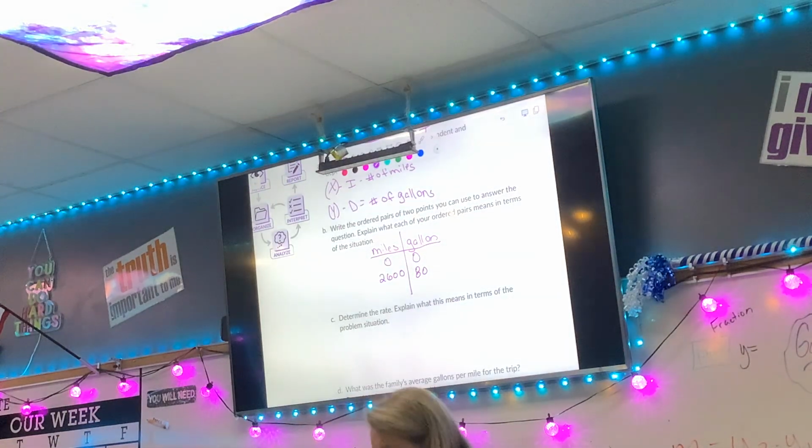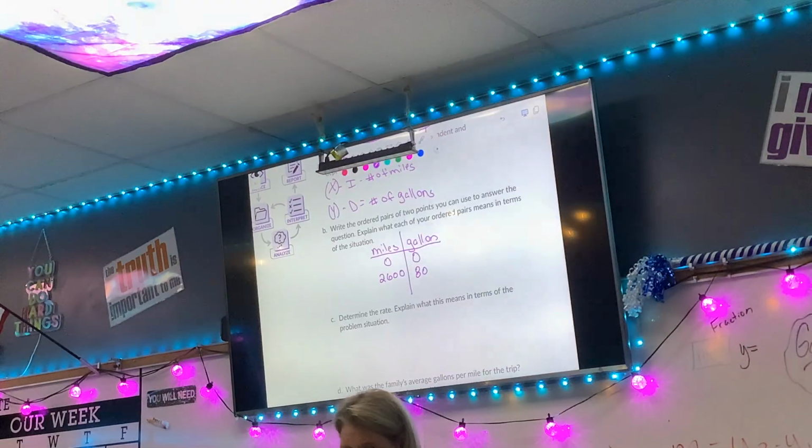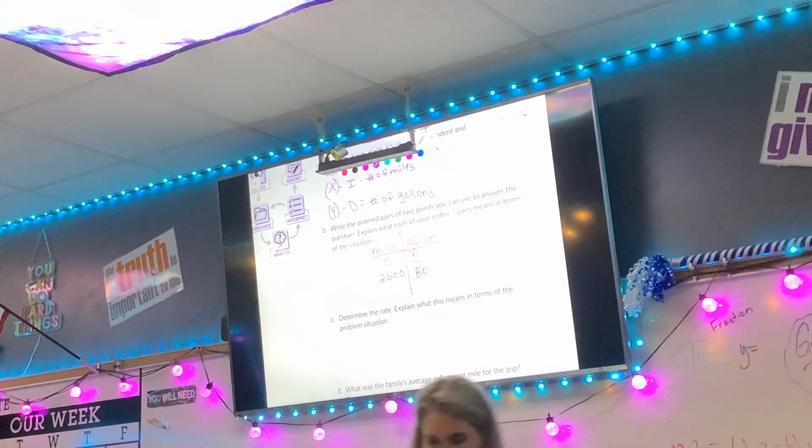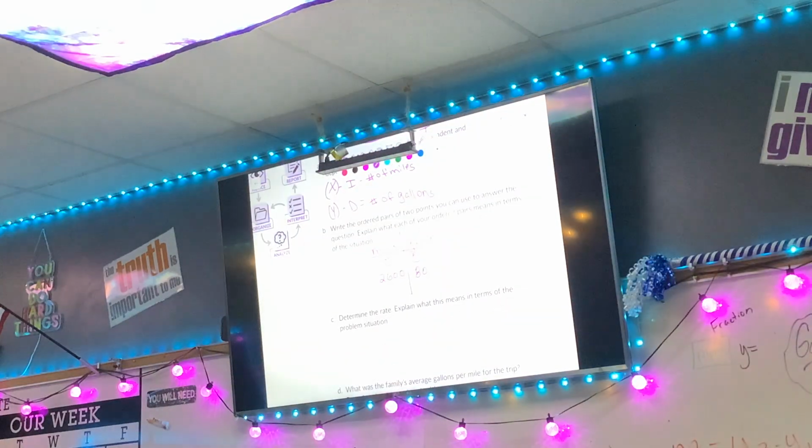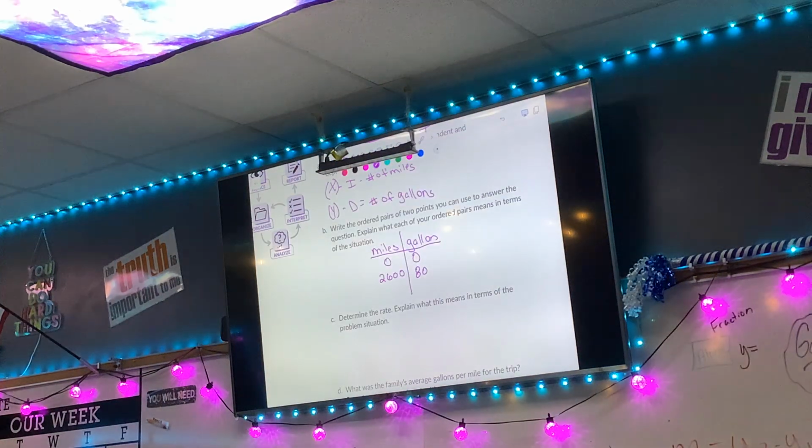Determine the rate of change. So find your rate of change, which is the same thing as your slope. So you can do y2 minus y1 over x2 minus x1, or you can do delta y over delta x, totally your option.